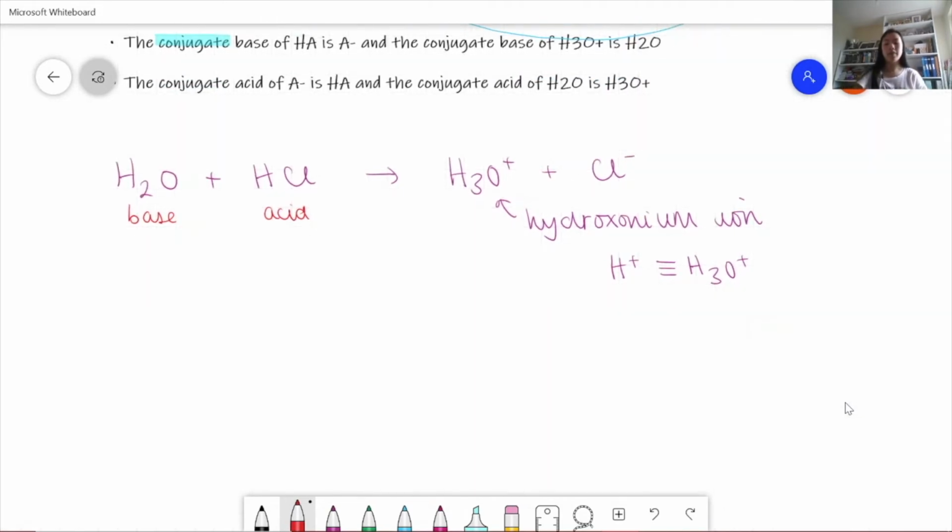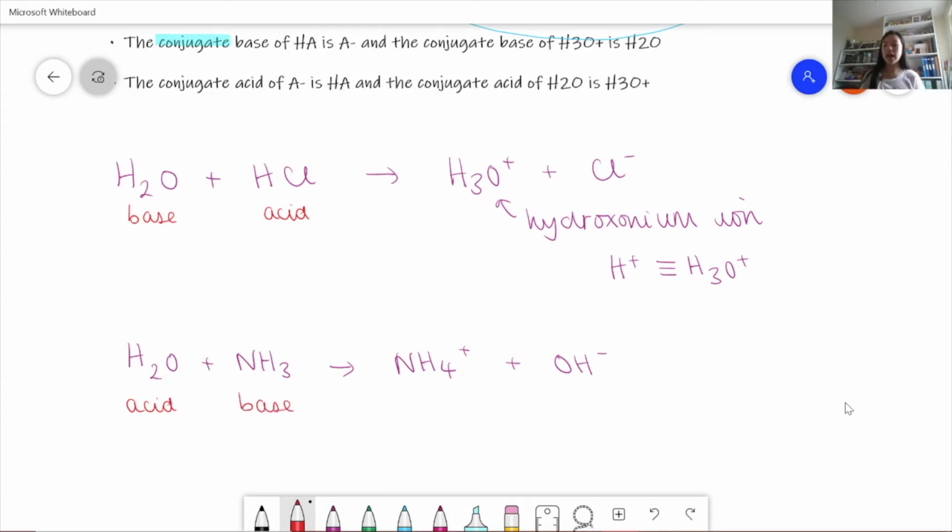However, if you add water with ammonia, NH3, we then get this NH4 plus ammonium ion and a hydroxide ion. And in this case, the water acts as the acid, as it's giving away the proton to the ammonia. So then the ammonia is the base.